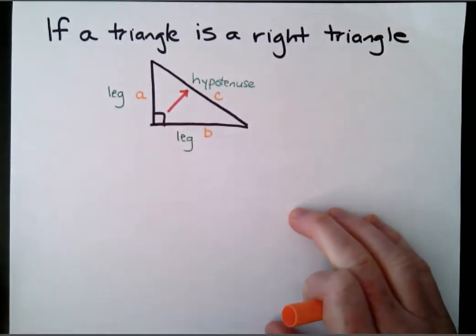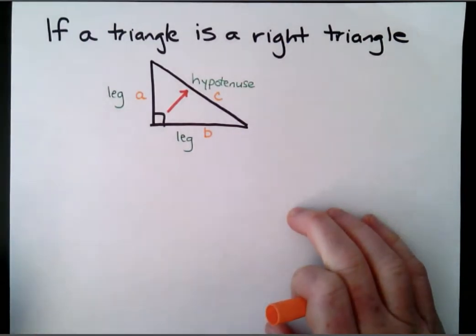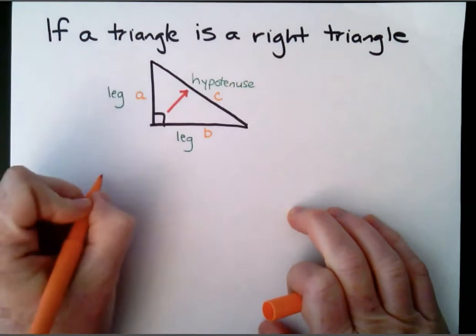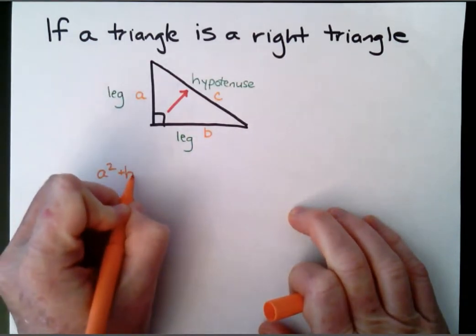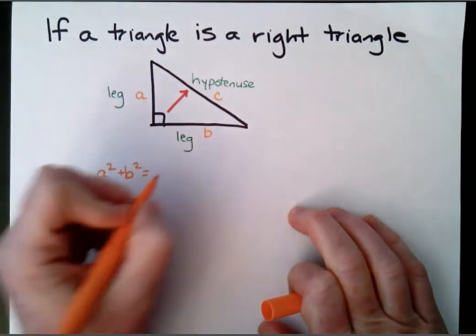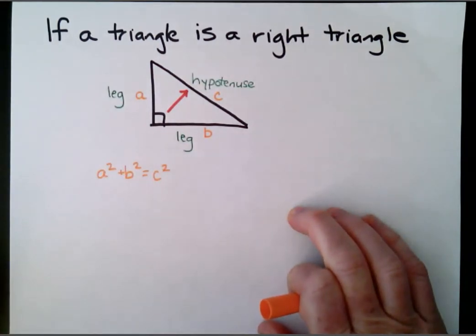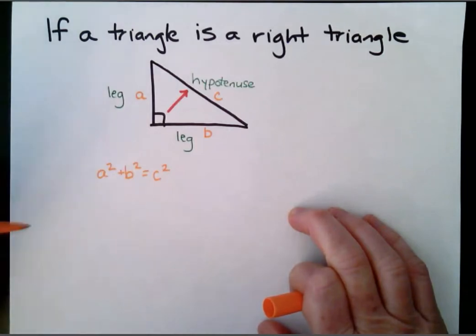C. If a triangle is a right triangle, it has to satisfy the following equation. This side length squared plus this side length squared has to equal the hypotenuse length squared. A squared plus B squared equals C squared. If those values satisfy this equation, it is a right triangle. If it doesn't satisfy that equation, it is not a right triangle.